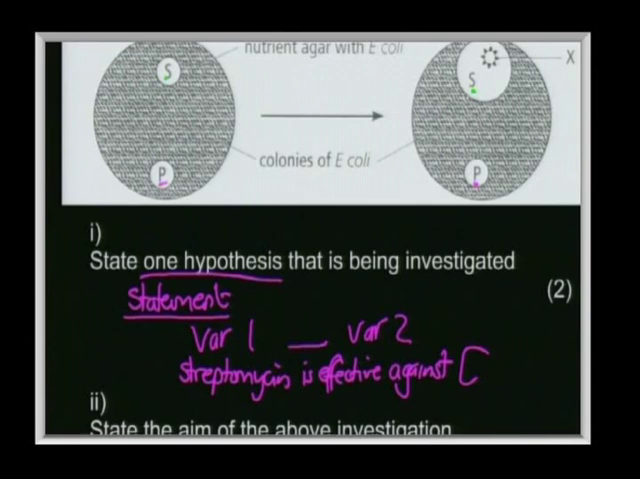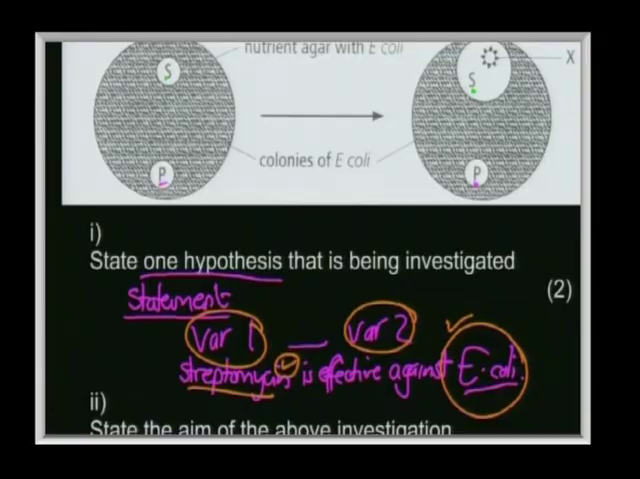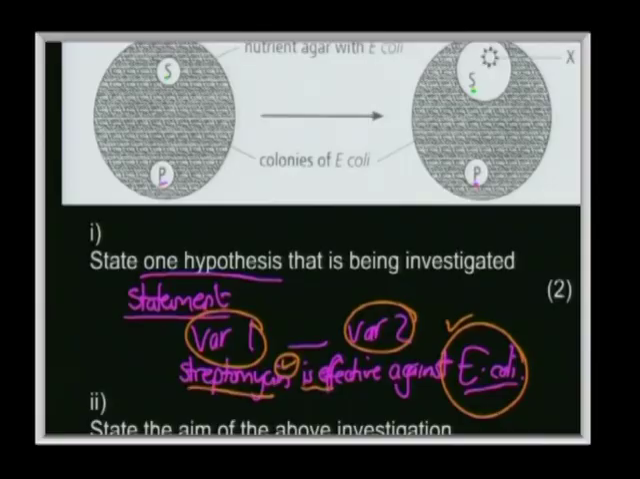Now, how will that be marked? One mark for streptomycin, which is variable one. One mark for the second part of your statement, which is variable two. Now, please note, this is one example. You could have said streptomycin is not effective against E. coli. You could have said penicillin is effective against E. coli. As long as you have two variables and there's a little bit of a description in between, you will get the marks. And remember, a hypothesis statement is going to be worth two marks.